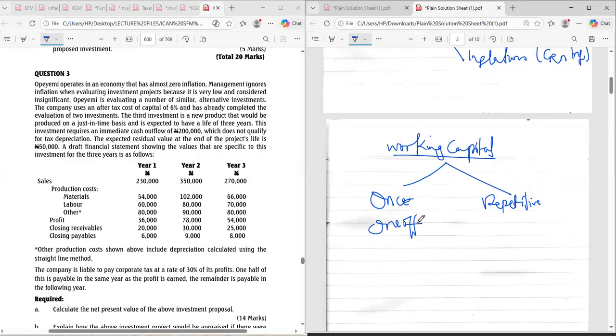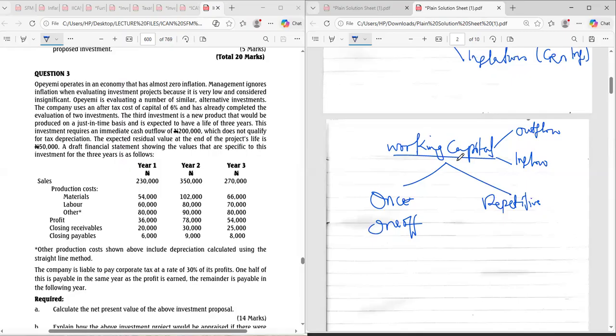Working capital is both an inflow and an outflow. I'll explain. How can something be inflow and outflow at the same time? It's not really at the same time. Working capital is an inflow when we are releasing that working capital. When we are taking out the money to run the business, it's an outflow.